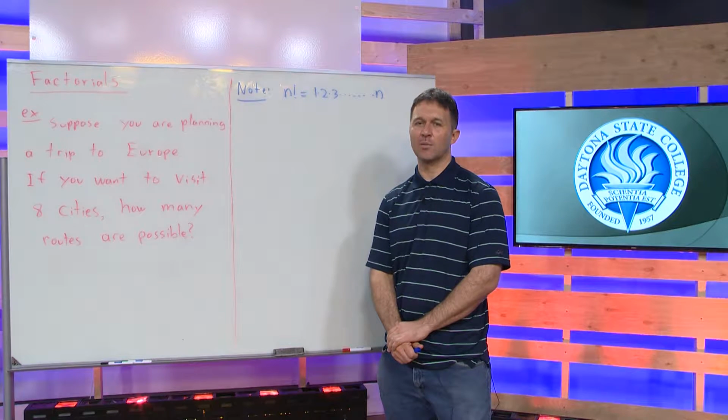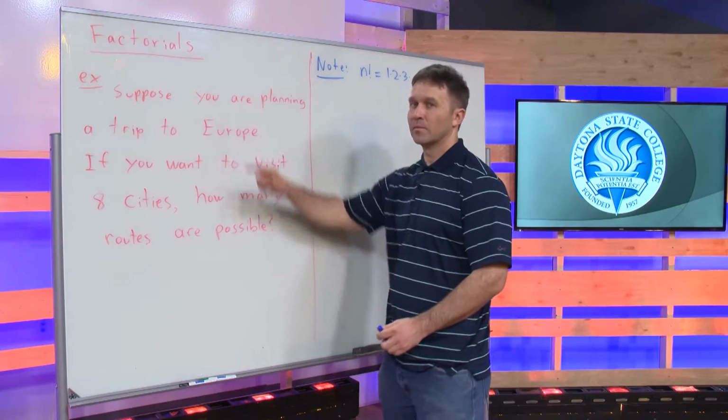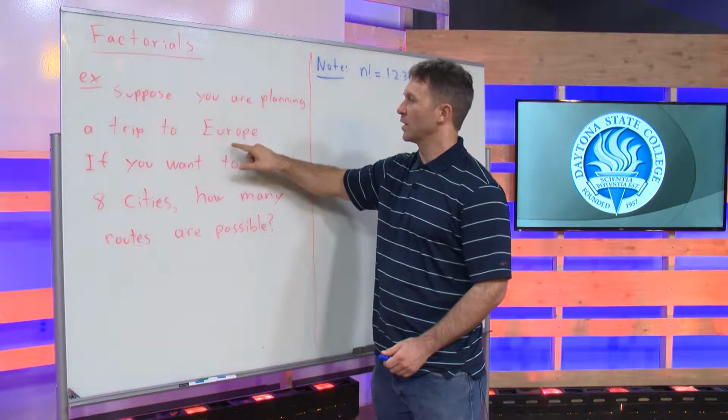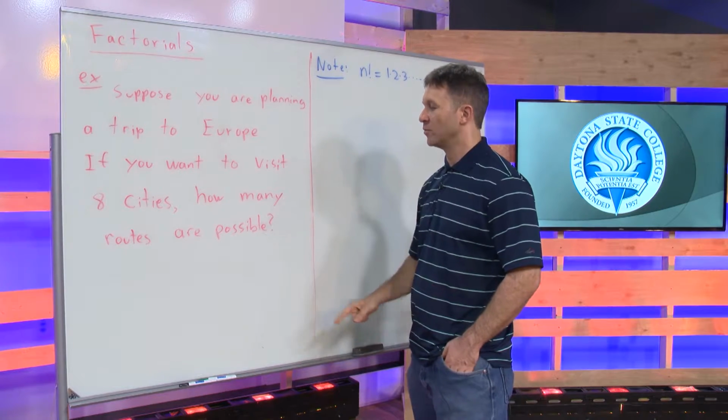Okay, in this example, we're talking about factorials. Now let's look at this problem. Suppose you are planning a trip to Europe. If you want to visit 8 cities, how many routes are possible?